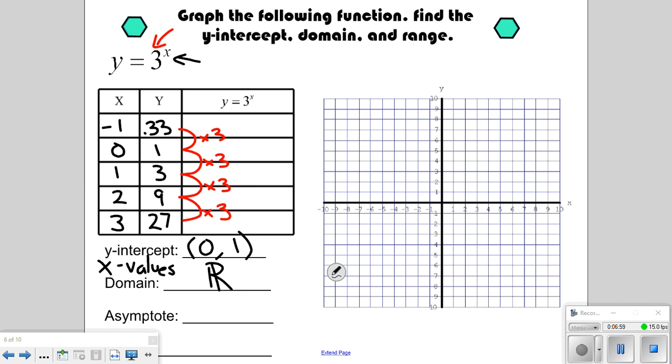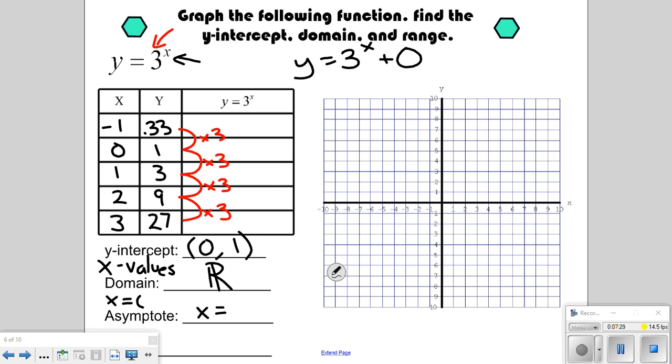Next up, we have our asymptote. The asymptote is always going to be the c value. That's the number that's added or subtracted on the end. So it always takes the form of y equals whatever that c value is on the end of your equation. In this case, we have nothing, so I could rewrite this as y equals 3 to the x power plus 0. We have nothing added there. So our asymptote is going to be at y equals 0.